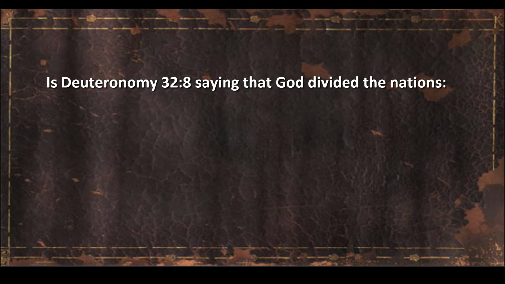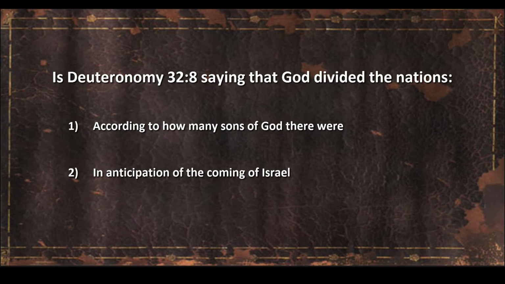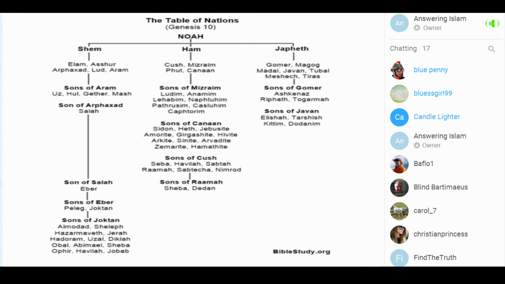Or is Moses saying that God divided the nations according to the number of the sons of God, irrespective of Israel's coming into existence? So did God divide the nations according to how many sons of God there were? Or did he divide the nations in anticipation of the coming of Israel? Which one? If you read Genesis 10 carefully, this is what I want you to know. Read Genesis 10 carefully and count the number of nations. You know what the total of the number of the nations are? 70. 70. Very significant and important.